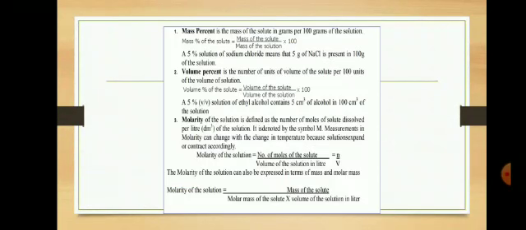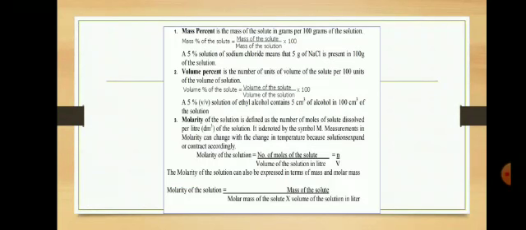There are some quantities to be defined. First one, mass percent. It is the mass of the solute in grams per 100 grams of the solution. Mass percent of the solute is equal to mass of the solute divided by mass of the solution into 100. A 5% solution of sodium chloride means that 5 gram of NaCl is present in 100 gram of the solution.